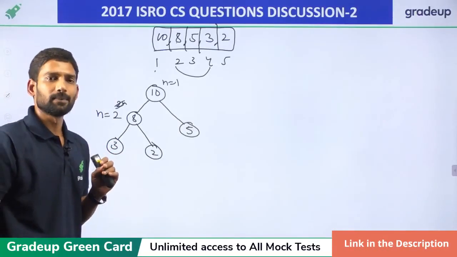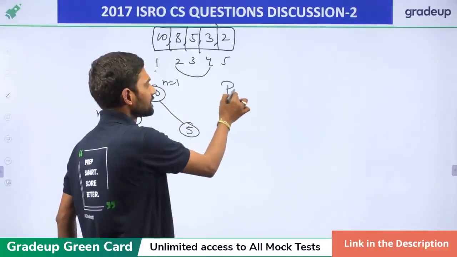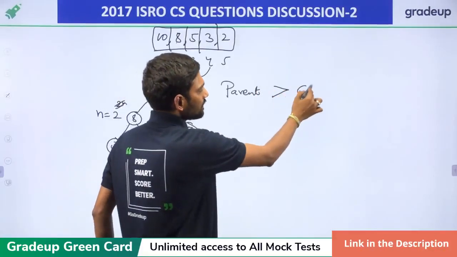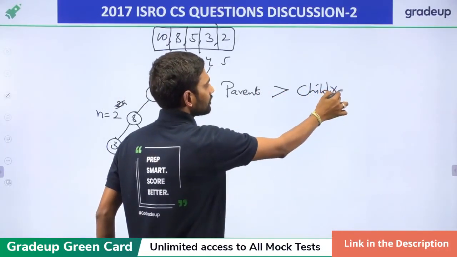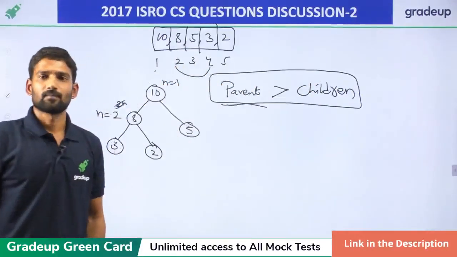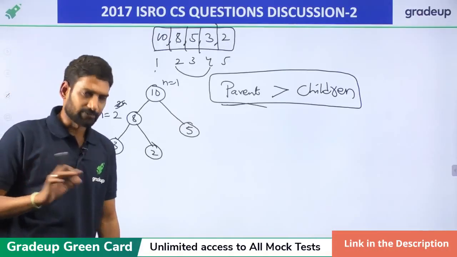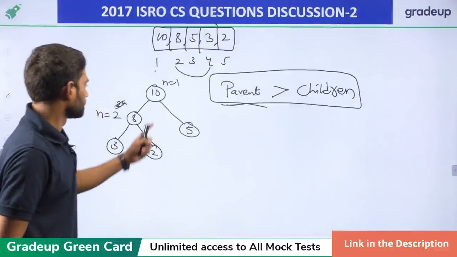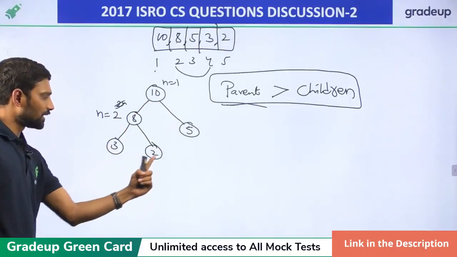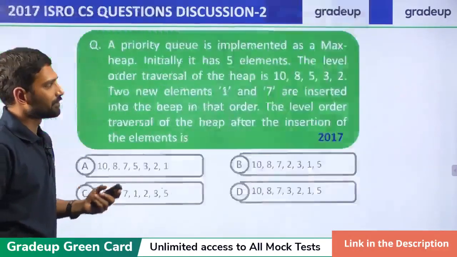What is the max heap? The parent is always greater than children. Parent should always be greater than children. All children, it's not left or right, all children. See, 10 is greater than all the children. 8 is greater than all its children. Like that. Okay?